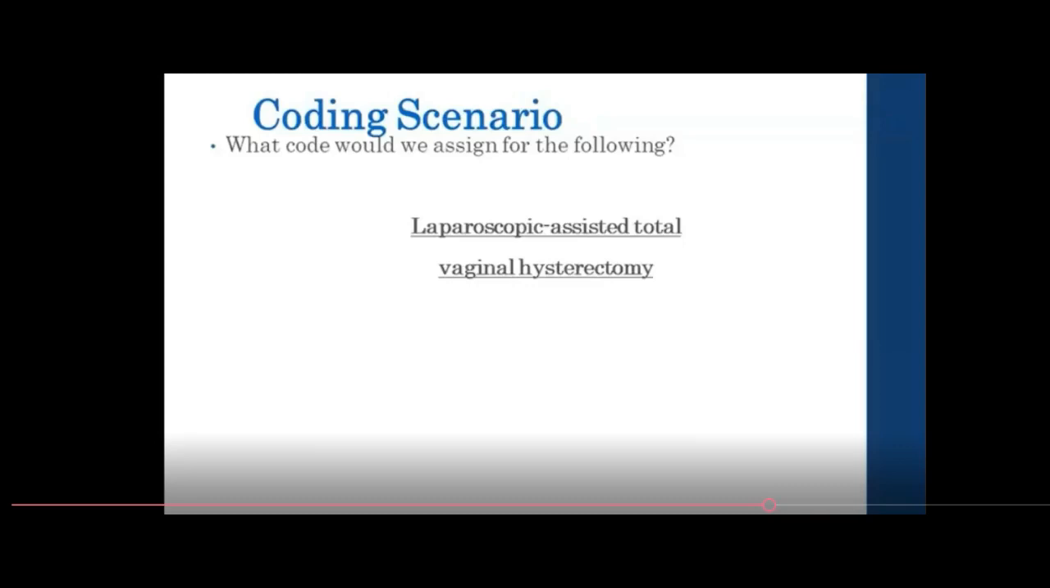And so now we move to character 6, no device is all we have. And then character 7, it doesn't say anything about supracervical, so we're going to pick Z for qualifier. So our first code in this procedure is 0UT9FZZ. Okay, now we have to do our second procedure.